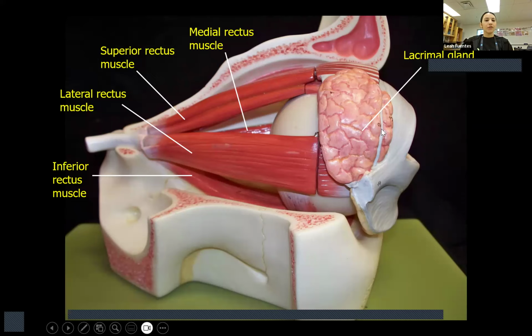Again, here's another view of the eye anatomy. Here's that lacrimal gland I was talking about that you're responsible for knowing. We have up here our superior rectus muscle, our lateral rectus. Deep inside here is our medial rectus, and then underneath is that inferior rectus. And then back here is another view of that optic nerve.